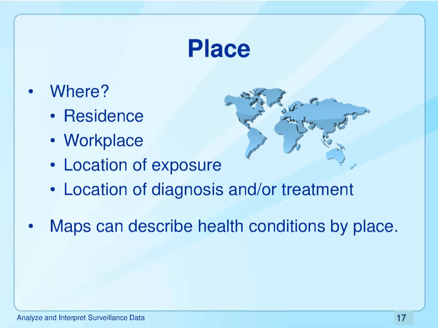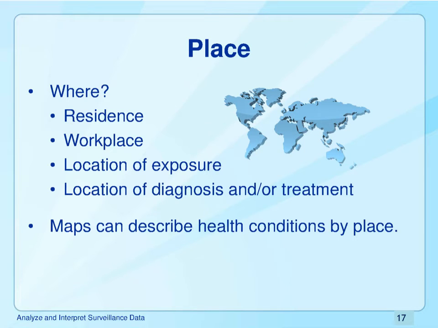All right, let's take a look at place. Now, place simply refers to geographically associated characteristics of the affected population. So, for example, where do they live? Where do they work? Where were they exposed to the independent variable? Where were they diagnosed? Where were they treated? And so on and so forth. So, a variety of different factors there.